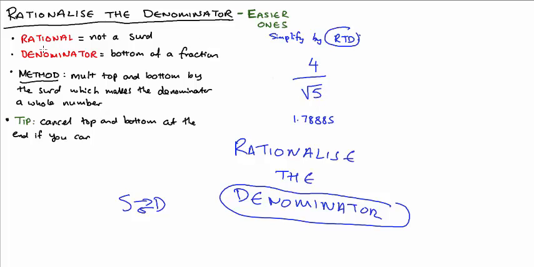Look, rationalize means rational means not a surd. That's all you have to think about. You're just trying to make it not a surd. And that's the denominator, obviously. So here's what you do. Here's what I've written for method.